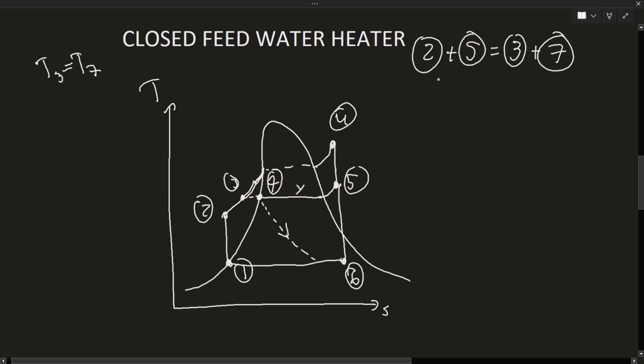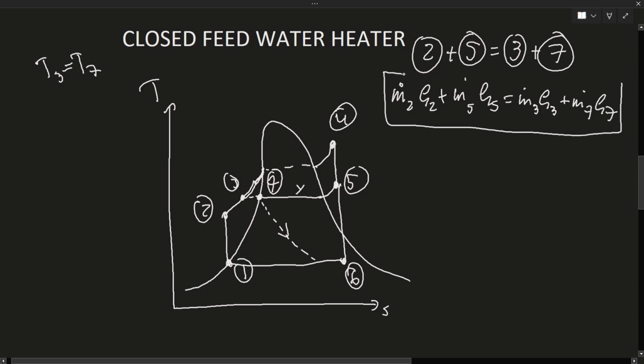It's a little different over here. Using the energy in equals energy out formula, you'll get m2h2 plus m5h5 equals m3h3 plus m7h7. You have to know this equation by heart. A lot of the problems that you're going to solve, you have to use this equation basically. And the rest is exactly the same.